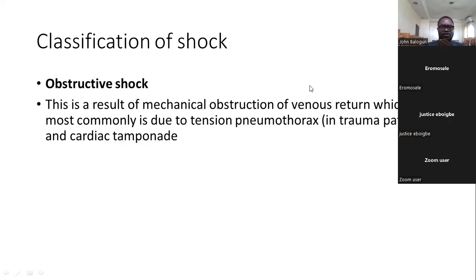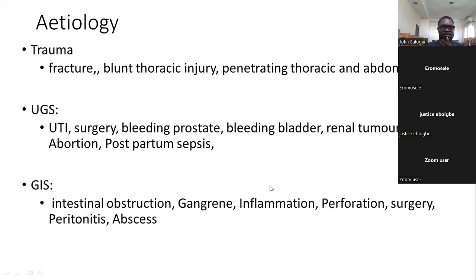So that's for obstructive shock. Now let's move on to some of the common causes of shock. I'll just scan through this: fracture, blunt thoracic injury, penetrating injury, UTI, bleeding, prostate bleeding.